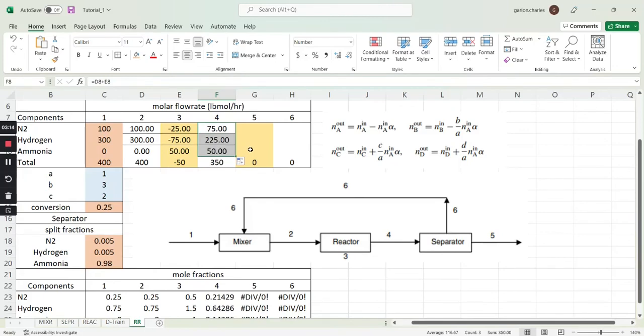Stream 4 then enters a separator to separate out our ammonia product that we have produced from the unreacted nitrogen and hydrogen, which results in us obtaining a bottoms high purity ammonia stream and a top stream mostly consisting of raw materials which we can recycle back into the reactor to produce more ammonia. So, as we have done before, we simply need to multiply the inlet stream by our split fractions. However, we see in this case it is not based on the top stream but the bottom stream instead.